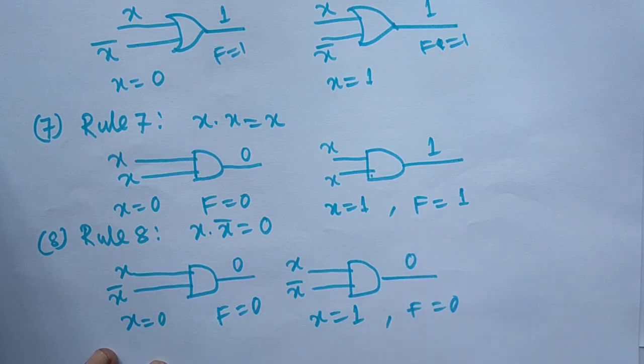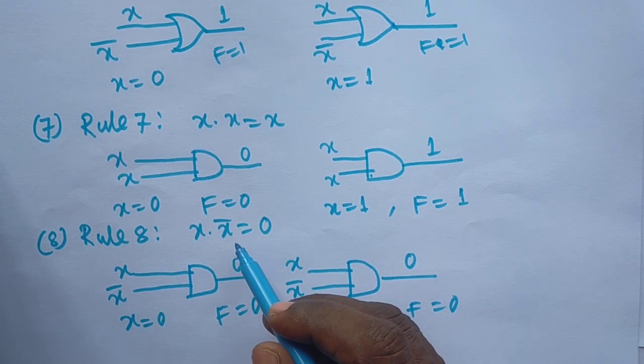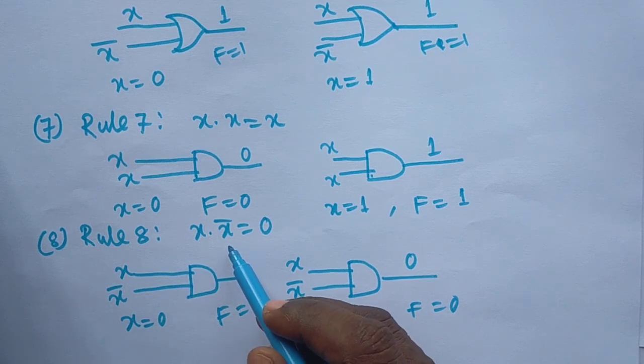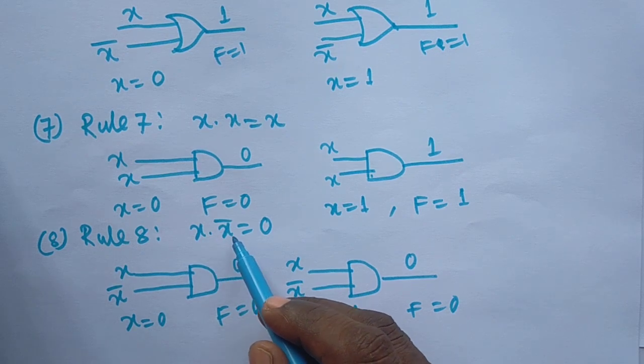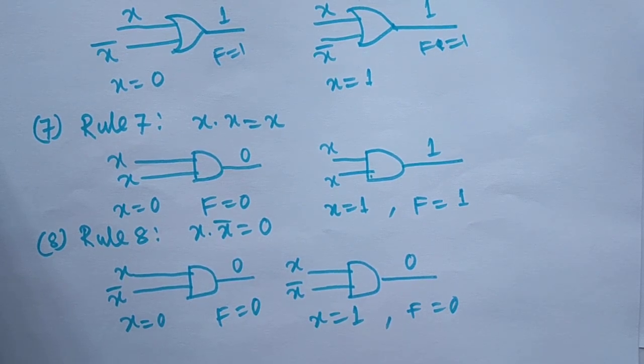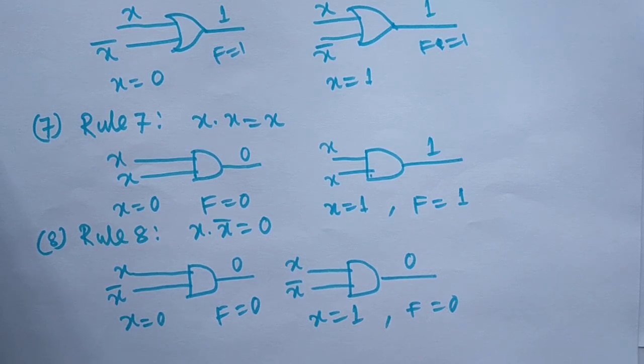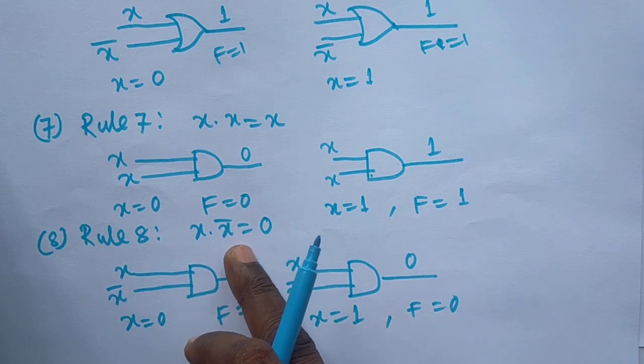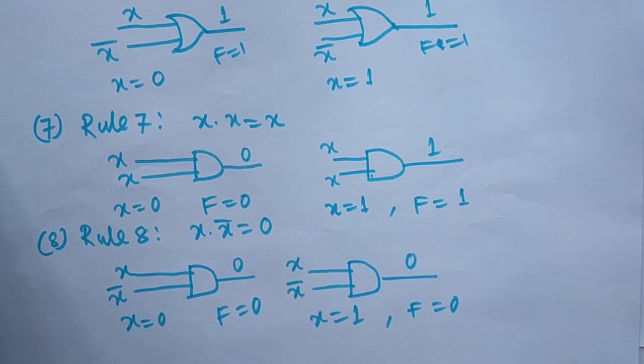So whatever the x value we consider, the result is always 0, because the complement is there with the product. Since x is 0, x complement will be 1, then the product 0 into 1 will be 0. So whatever the value, either 0 or 1, the result will be 0. There is no other option to change it. So x dot x complement is always 0.